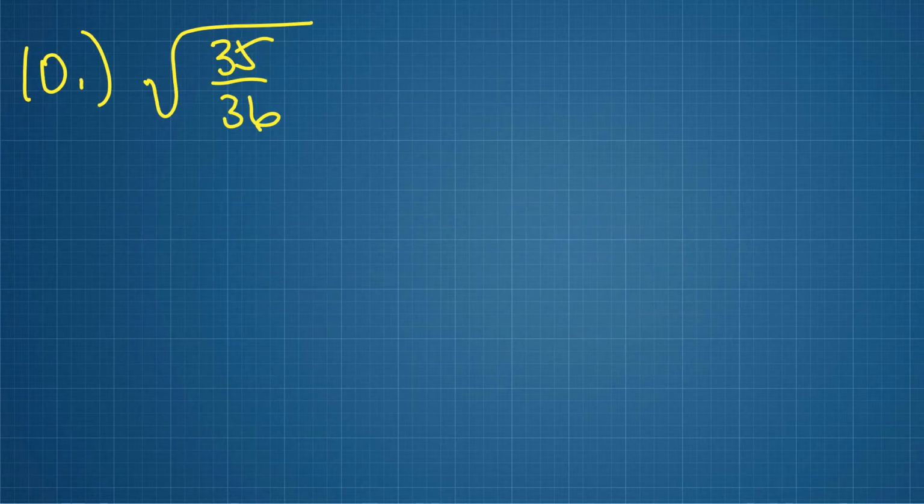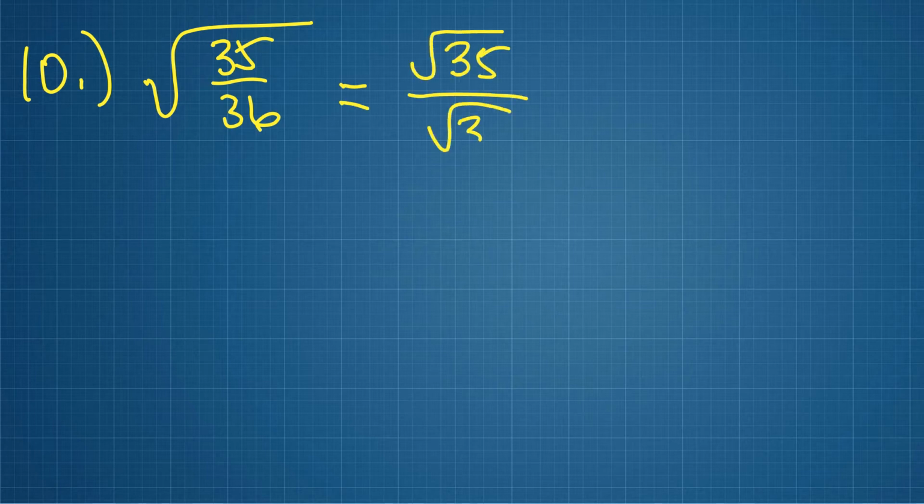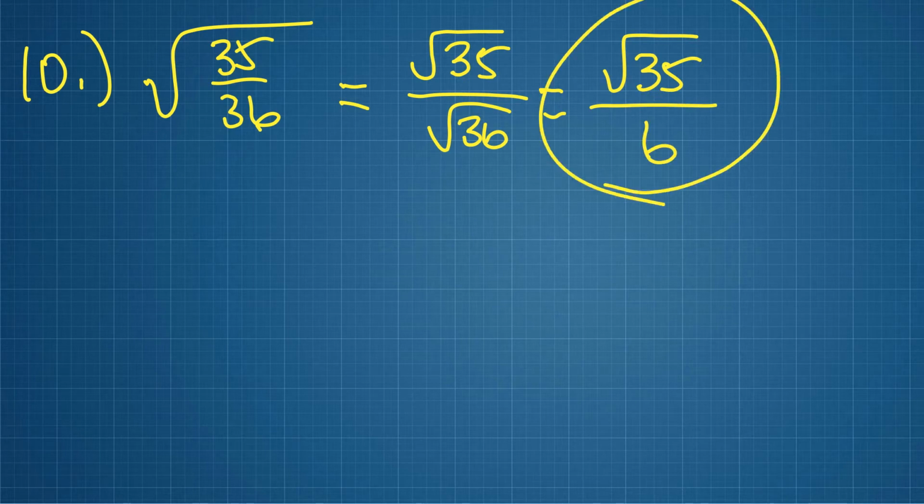Alright, number 10, I have a fraction inside the radical, so the first thing I do is I take the radical to the top, the radical to the bottom. The top is simplified. There are no perfect numbers that go into radical 35, so it just stays the same. The bottom is perfect, so it just turns into 6, and that's your final answer.